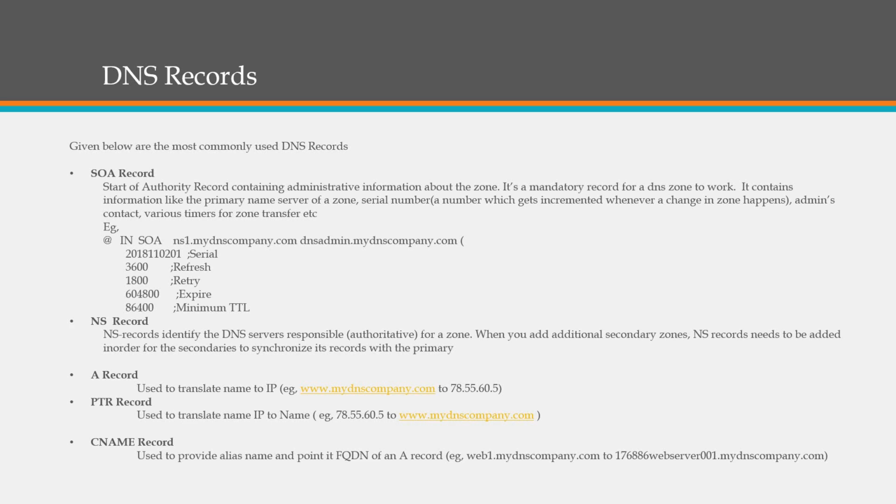So whenever we use web1.mydnscompany.com, it will internally translate to this one, and this will internally translate to the corresponding IP address. So that's the CNAME record.